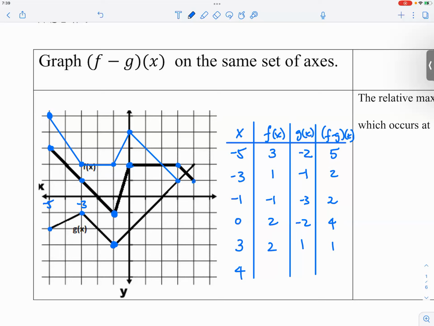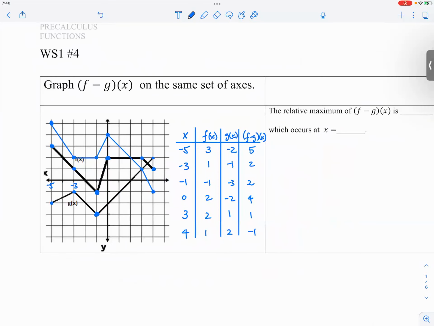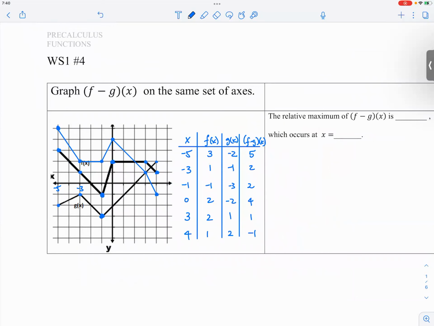And then when you have a 4, you have 1. This is 2. You have a negative 1. So that means it goes down because now the function f is 1 unit below g of x. Therefore, you have a negative 1 right here. So that's how you can easily create this graph. Okay. And now, any question about the creation, the generation of this graph?